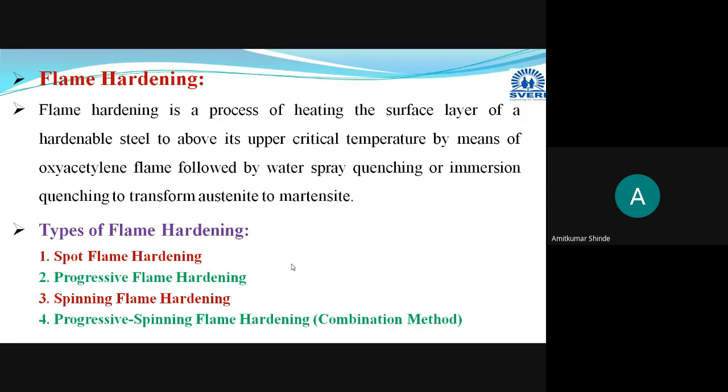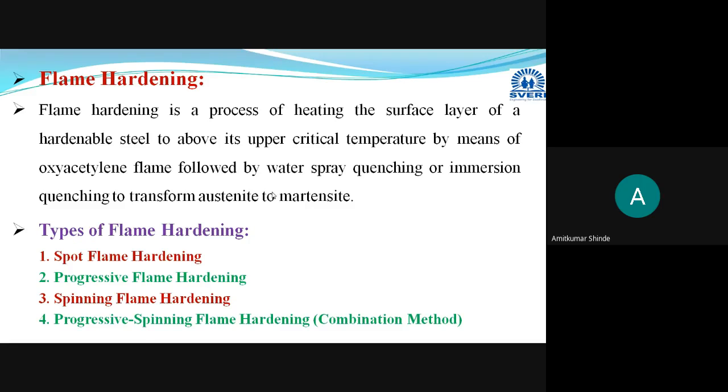Now here I have mentioned how the flame hardening process is conducted. You can just read it, and after reading it, I will move towards the next slide. There I have taken one diagram, and with the help of that diagram, I will explain this concept.